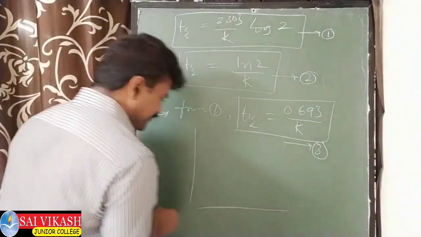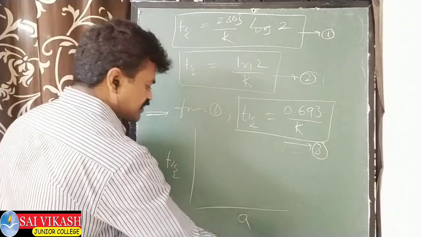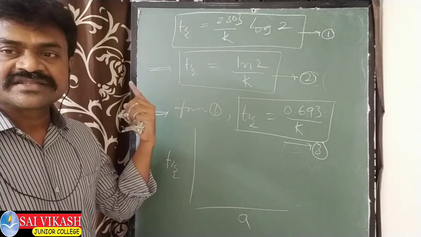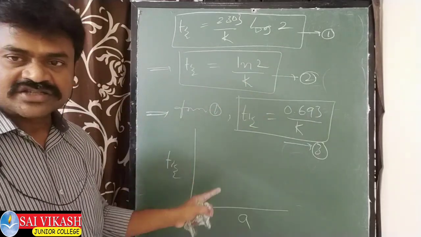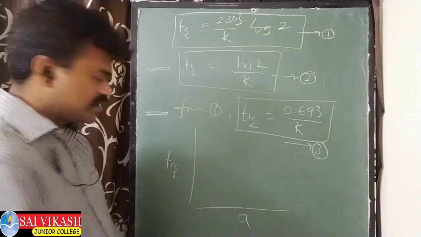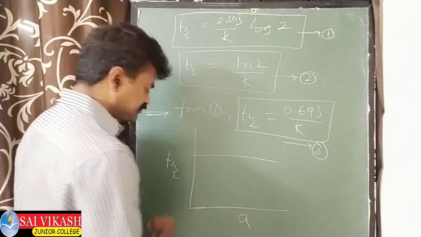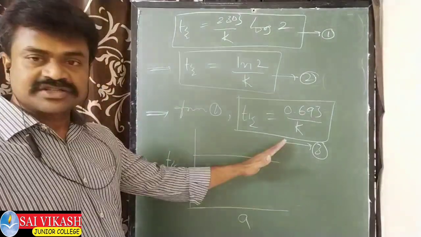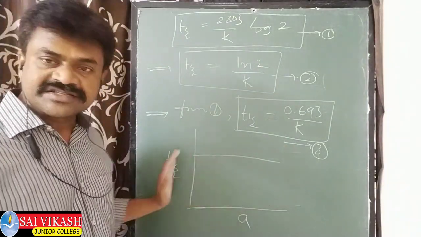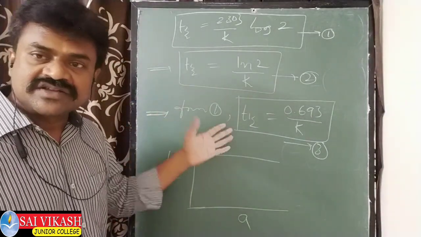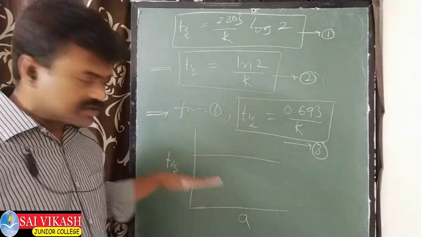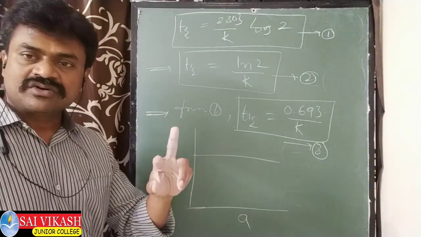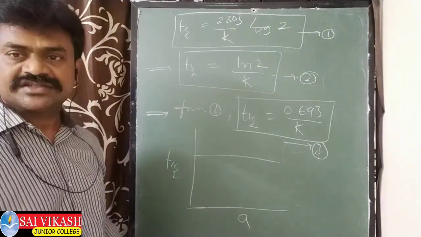Now if you draw the graph between t half versus a for the first order, what will you get? Half-life is constant. For the first order, whatever initial concentration you take, half-life is constant. This is the graph. And for zero order, we got a straight line passing through the origin. When initial concentration increases, half-life also increases for the zero order. For the first order, half-life is constant, independent of the initial concentration. So when the order changes, the graphs also change.